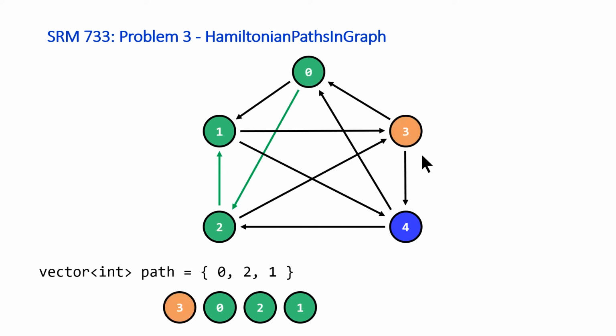So for vertex 3, we'll check, can it go at the beginning? So we check if there's an edge going from 3 to 0. There is, so we'll lock that in.